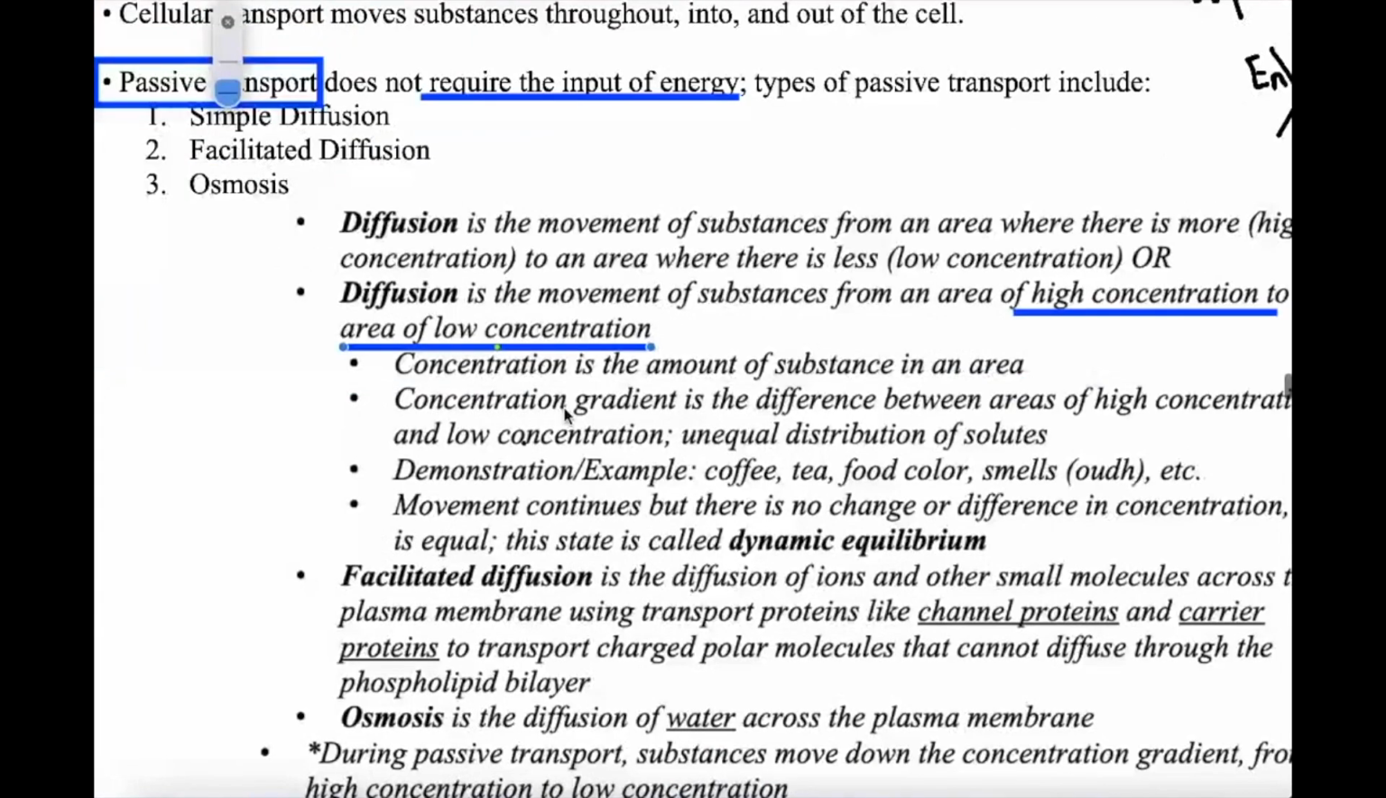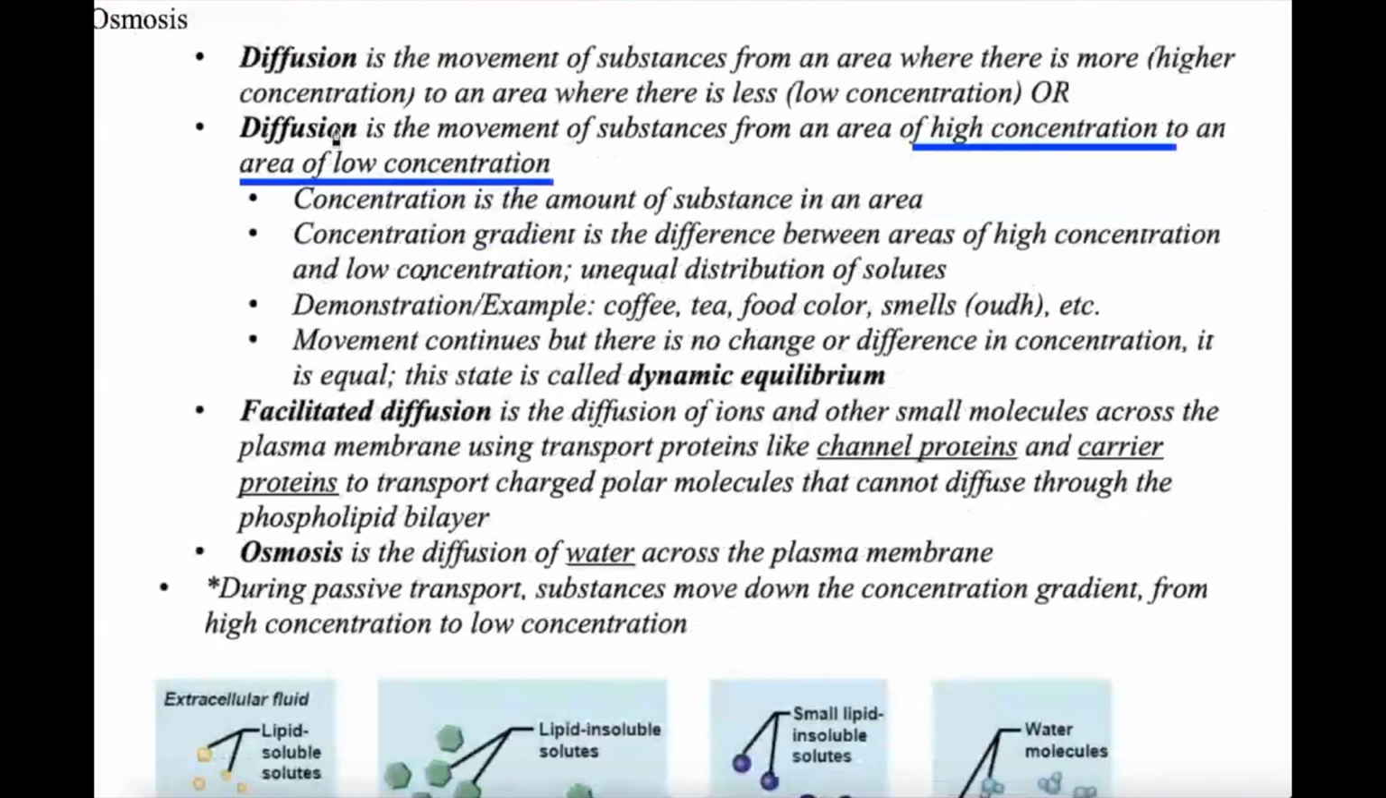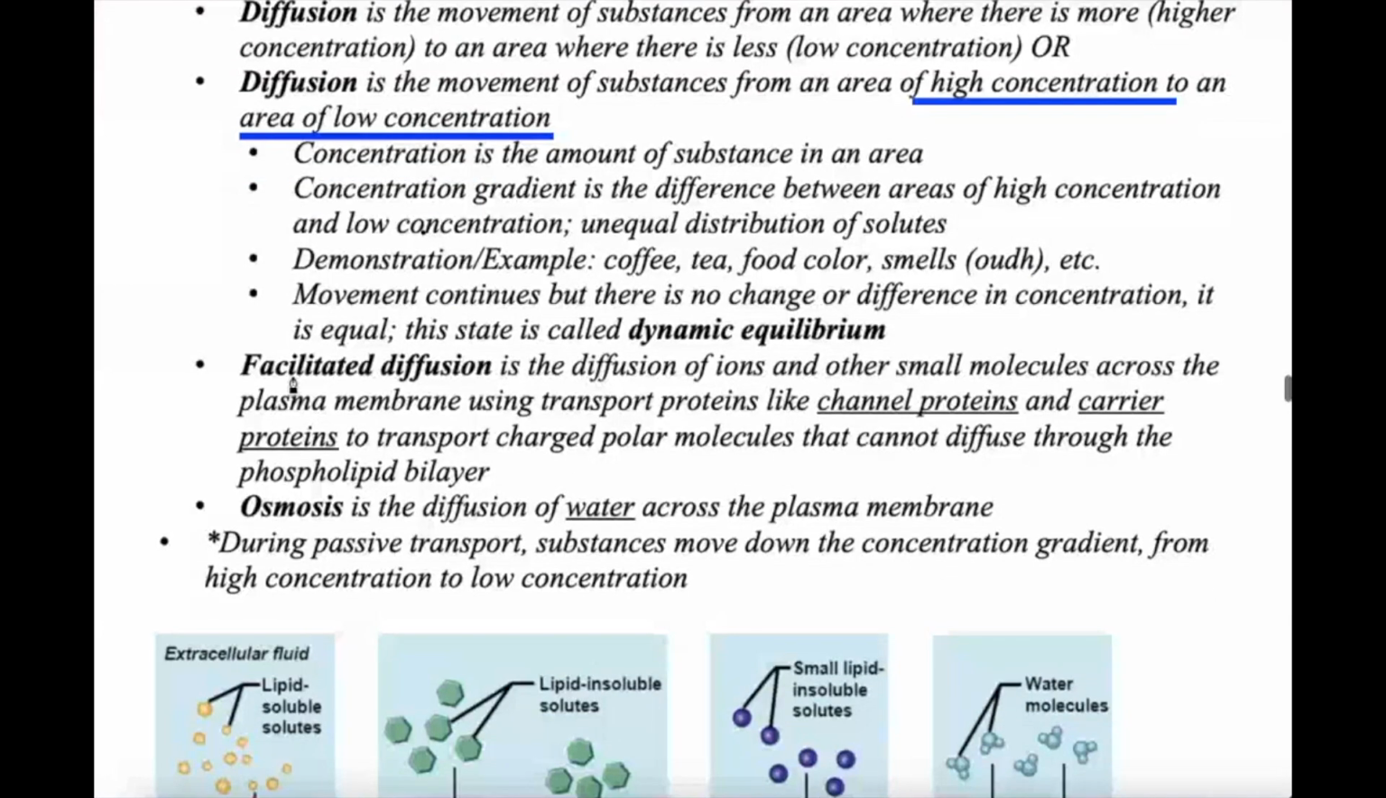All passives, whether it is diffusion, facilitated diffusion or osmosis. First of all, diffusion is from high to low, and they don't need energy. Facilitated means to take help from someone. Who? Either the channel proteins or the carrier proteins. Again, no need of energy, just a channel protein or carrier protein. And remember, the movement is also from high concentration to low concentration.